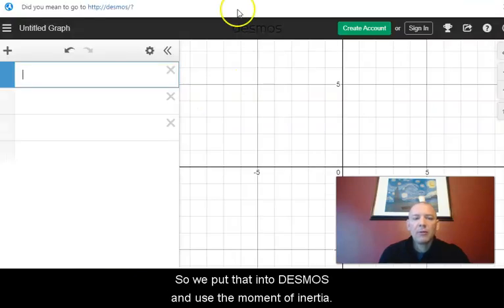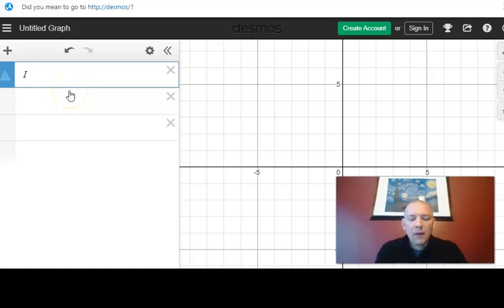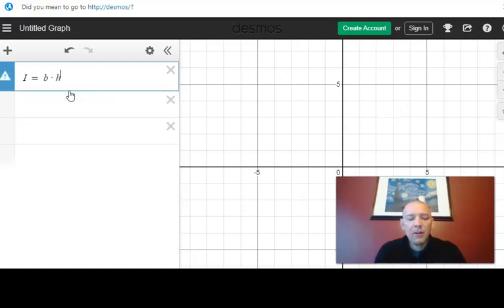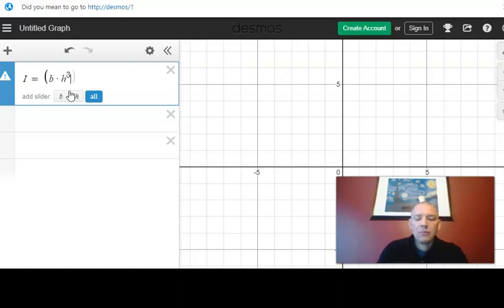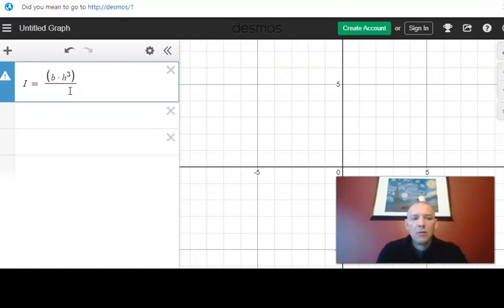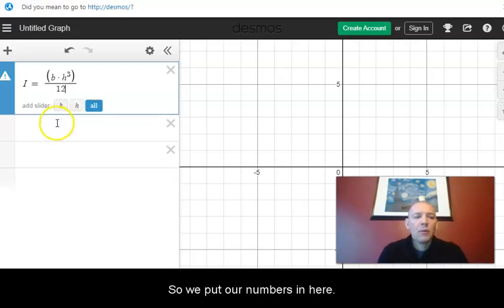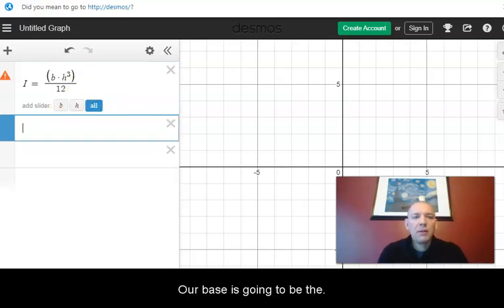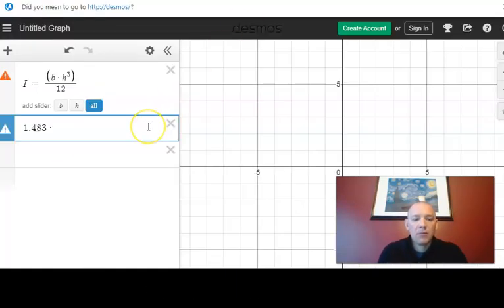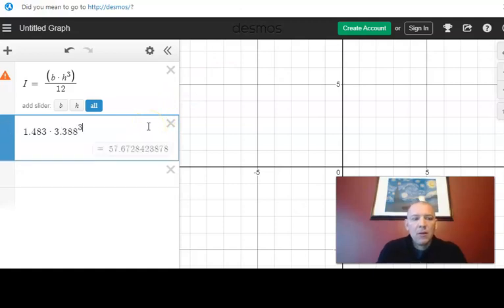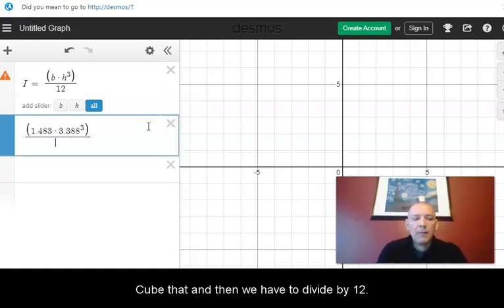So if we put that into decimals, we can use the moment of inertia. I is the base times the height cubed, and that's all over 12. So if we put our numbers in here, our base is going to be the short side, 1.483. Our height is going to be the long side, 3.388. And we have to cube that, and then we have to divide by 12.